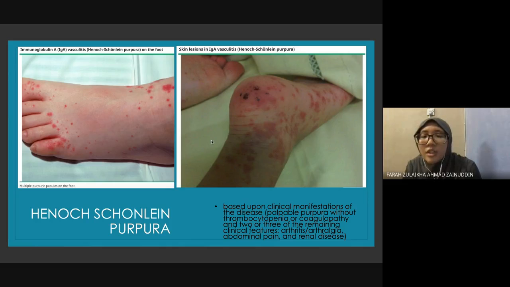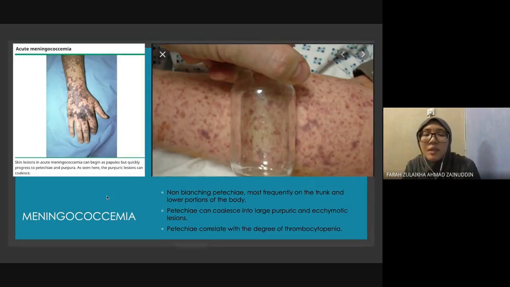And then patient can also come with other features that suggest Henoch-Schönlein purpura, such as arthritis, arthralgia, abdominal pain, and glomerulonephritis. Last but not least is meningococcemia. Meningococcemia is a non-blanching petechiae, most frequently on the trunk and lower portion of the body. You can test it by pressing a clear glass to see whether it blanches or not. It's a blanch test. And petechiae can coalesce into large purpura and form ecchymotic lesions like this.